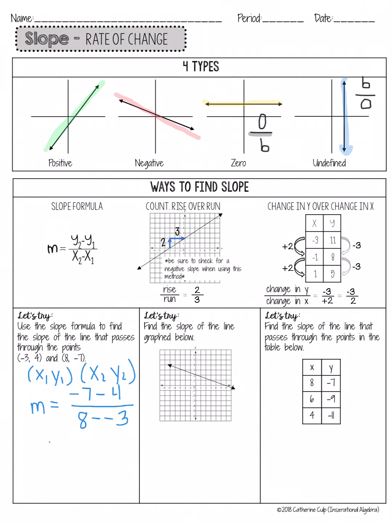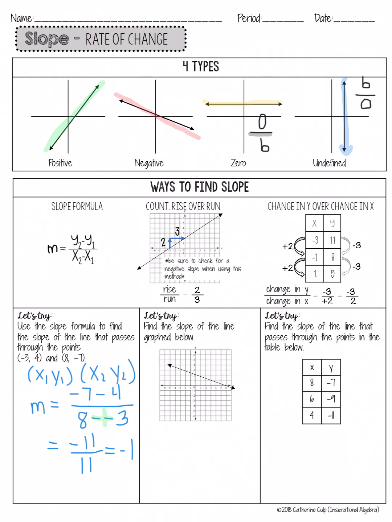Okay, now I'm going to simplify this. Negative 7 minus 4 is negative 11. So that's my numerator. Then I notice that I have a double negative here. Don't forget, a double negative is a positive. So when I do that, I end up with positive 11, 8 plus 3. Now I can simplify this whole thing to negative 1. So my final slope is negative 1.